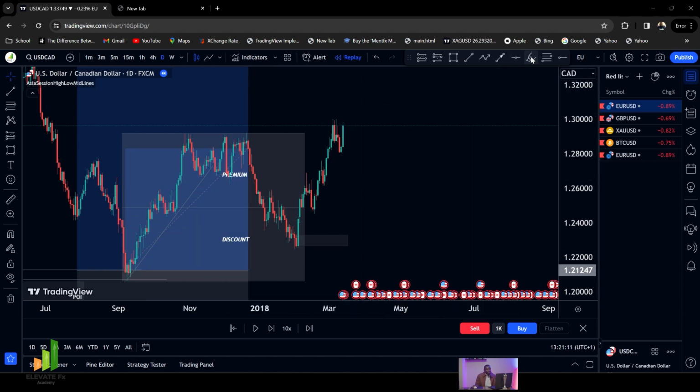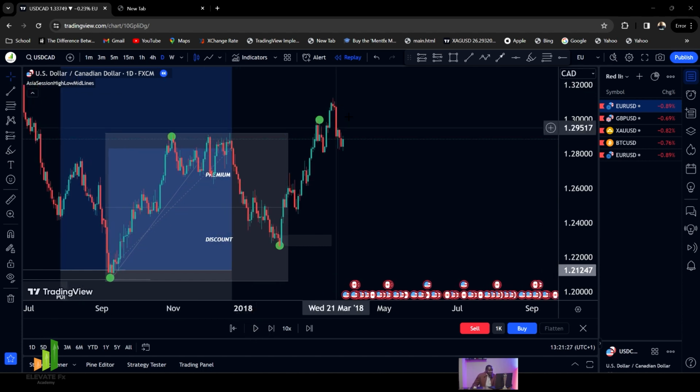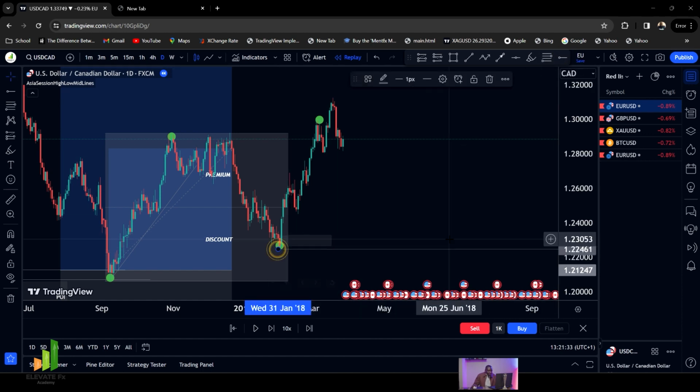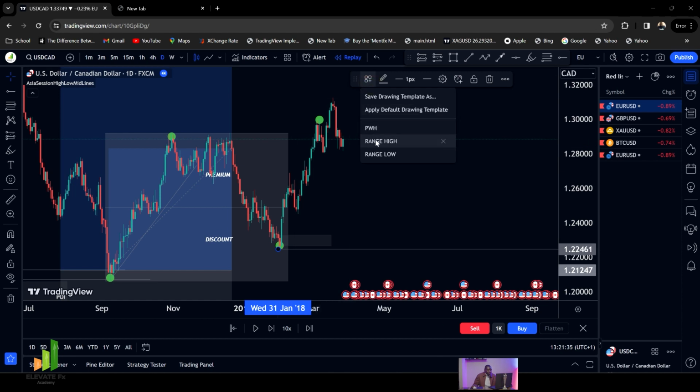Remember, we mark out structure. 0.1, 0.2, 0.3. This is move 1, move 2, move 3, right? Around this area, we have move 3, right? So let's see where we can. Okay, we have some form of reversal over here. Let's go ahead and mark our trading range again. Remember, range low, right? Those are the steps we take.